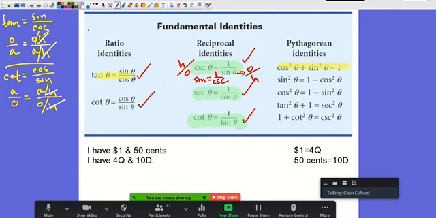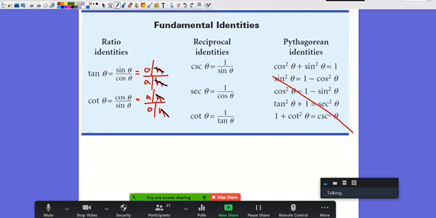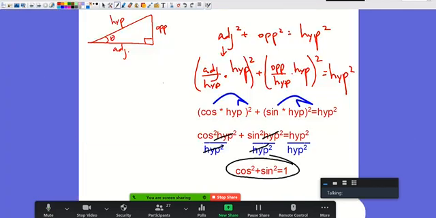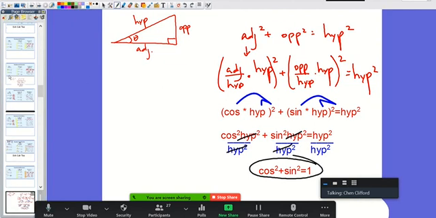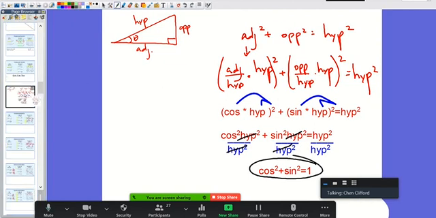Now I have to prove to you this yellow one right here: cosine squared plus sine squared equals 1. Here it is. Let me bring that up here.